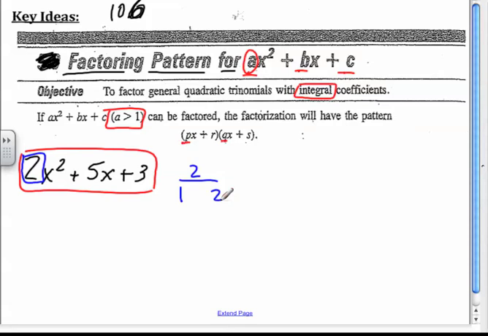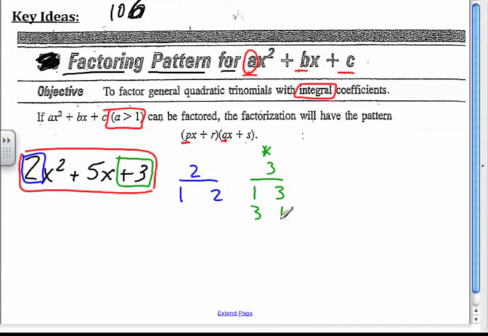And then we also need to factor the back number, the constant. All right, so 3. Fortunately, these are both prime numbers. We can say 1 and 3. But guys, we have to actually take this back number, I'm going to put a little star by it, we have to try it in both positions. So 1 and 3 and 3 and 1.